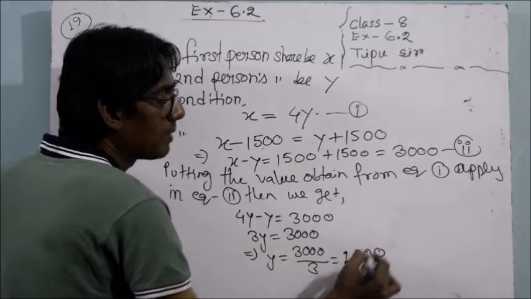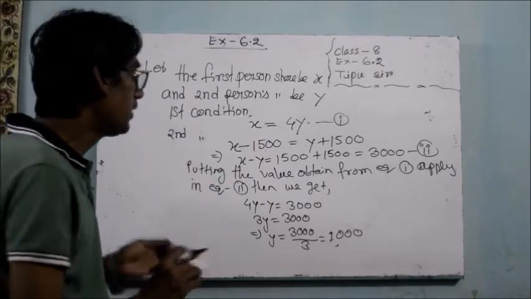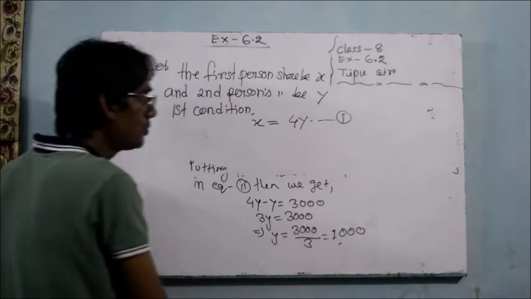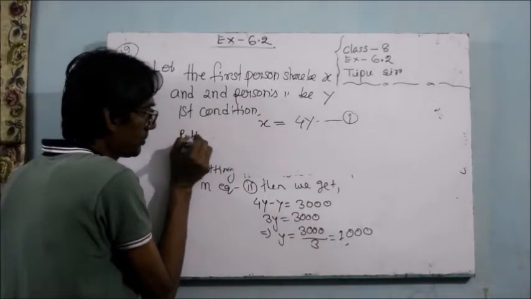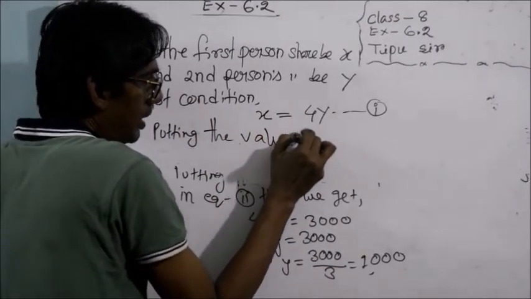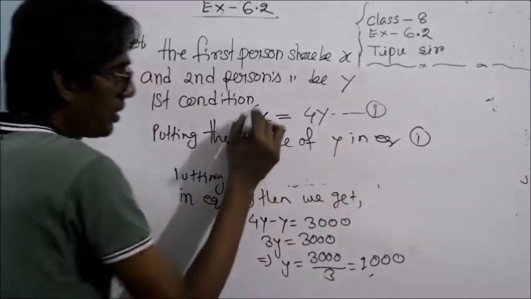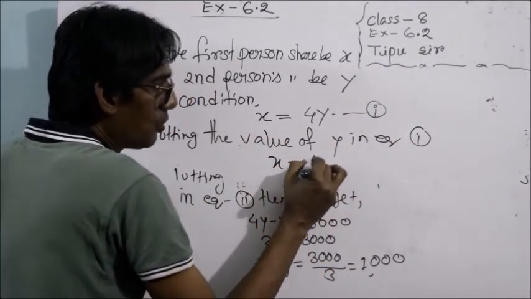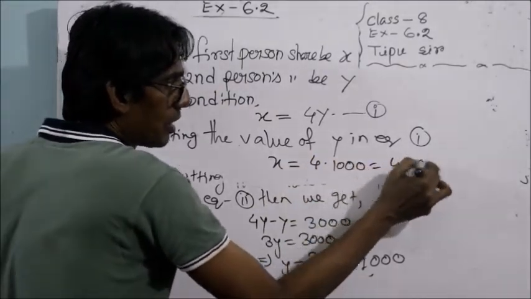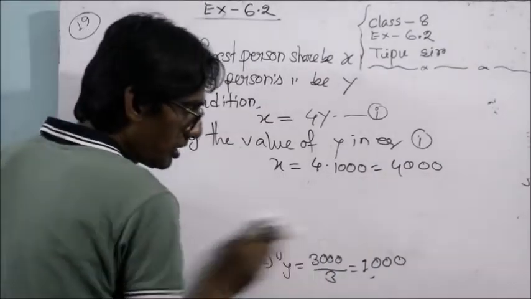So we get here the second person share 1000 taka. Now we apply the value of y in equation 1. If you apply the value in equation 1, then easily you get the first person share. How? Look at here, putting the value of y in equation 1. Equation 1 is x is equal to 4y. The value of y is 1000, so it is equal to 4000. So we get the two results, 1000 and 4000.